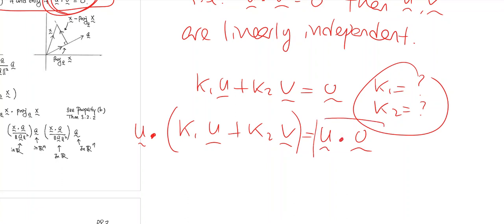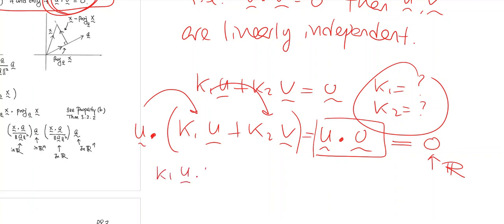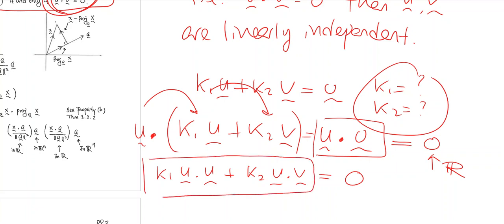So u dot 0, this is a 0. This is a real number 0, not a matrix. And here we can distribute. Using the properties that we know from the previous theorem, we can take the constants out, and we have k1 times u dot u, and then we have k2 times u dot v, and then we have the number 0. These are all numbers now. Everything here is a number, no longer vectors.